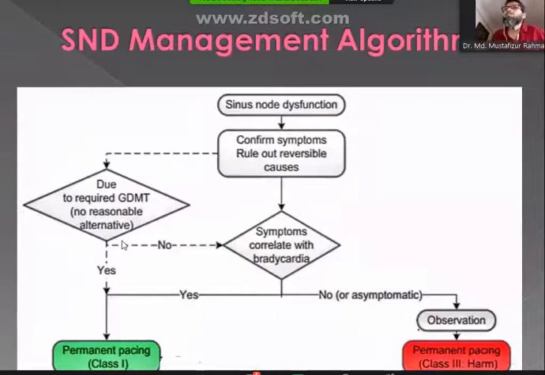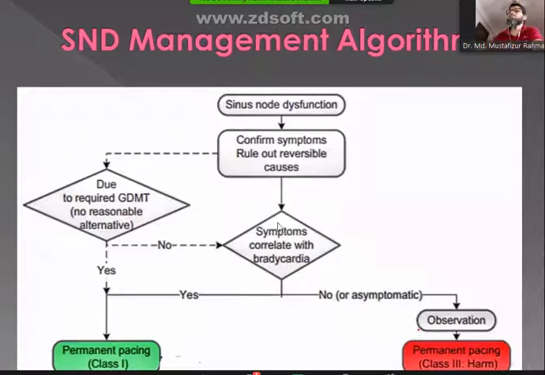So what will be the management of sinus node disease? The algorithm is the one published by the American Heart Association. If you think there is sinus node dysfunction, at first confirm the symptoms, and rule out the reversible causes among what I have told earlier, the causes of bradyarrhythmia.